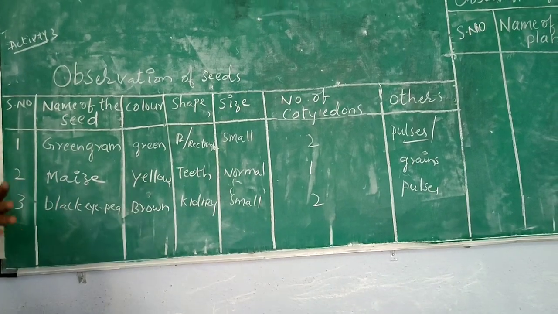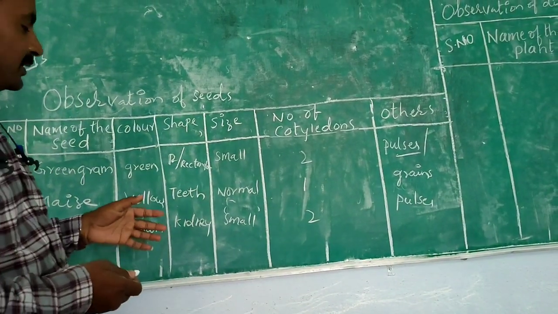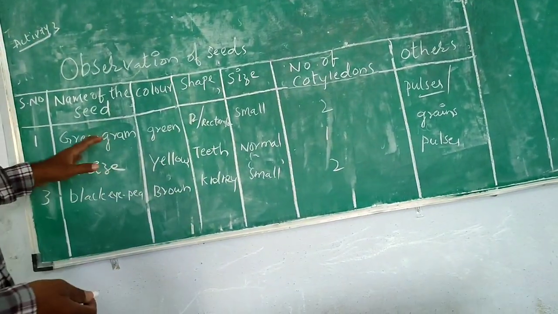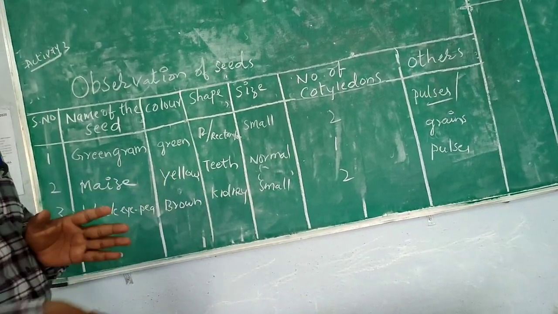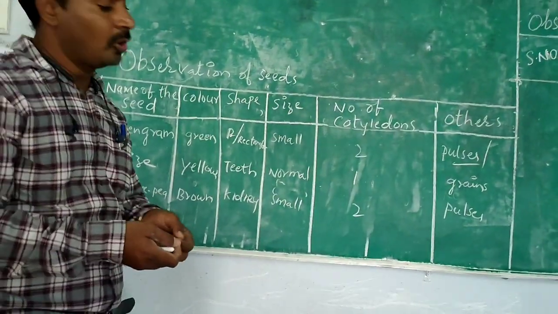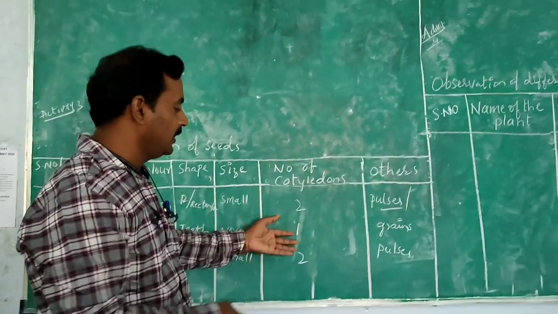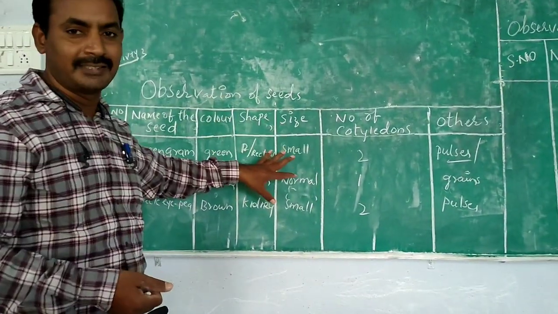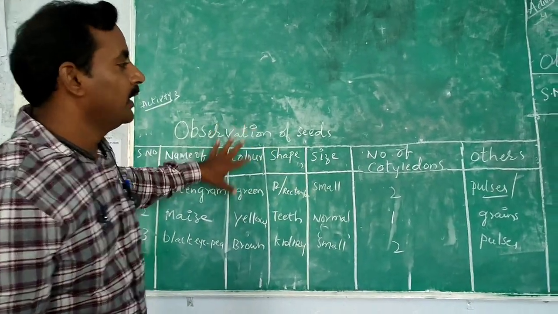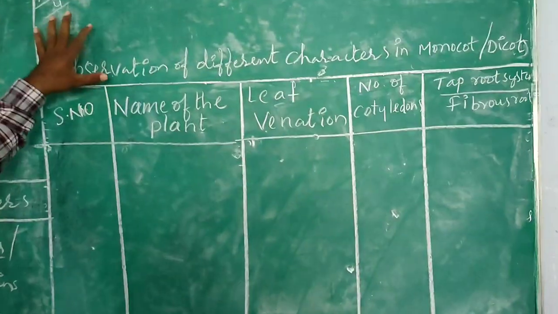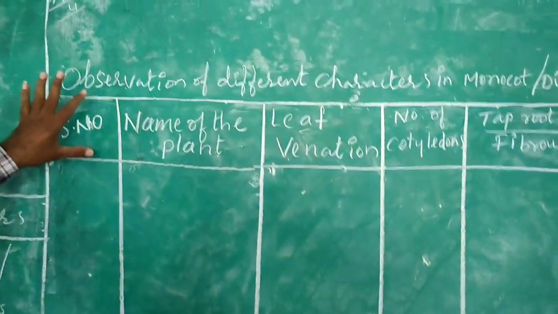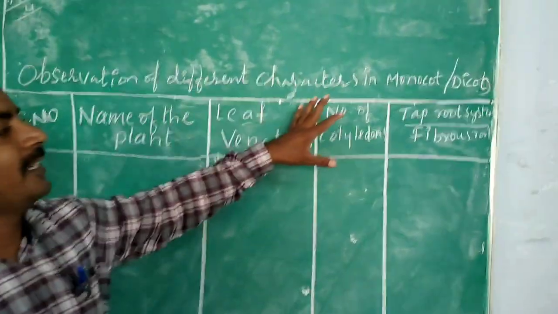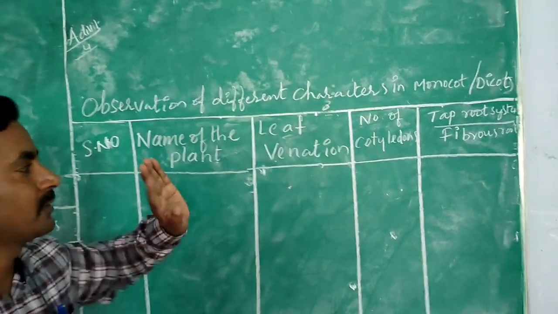So this is about the observation of the seeds. You also collect as many seeds as possible and observe them. Observe the color of the seed, soak them for a day and open it. How many cotyledons are there? You can see and understand more about the diversity of the seeds. Clear? Then we move to activity 4. Okay children, this is activity 4, observation of different characters in monocots and dicots.